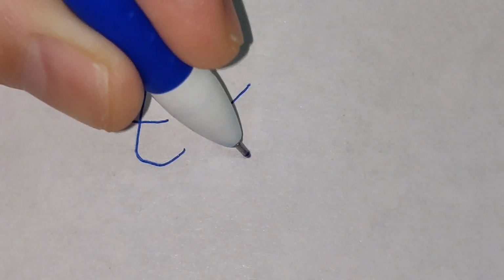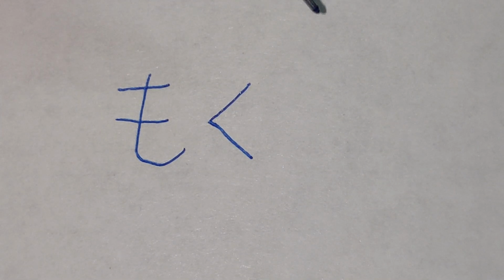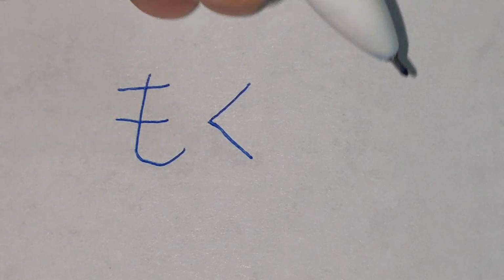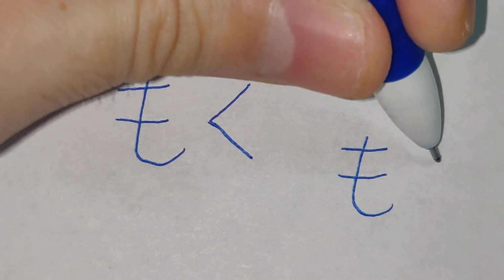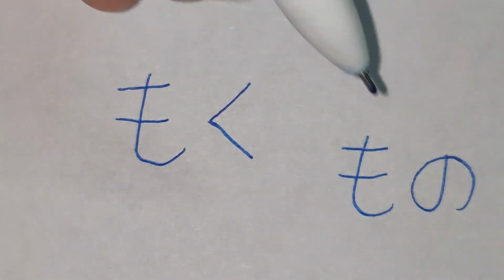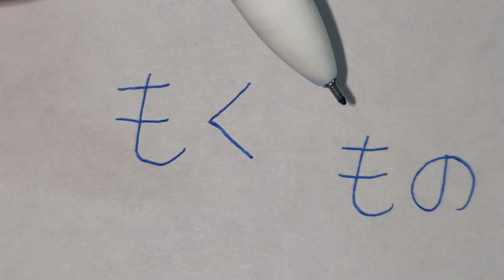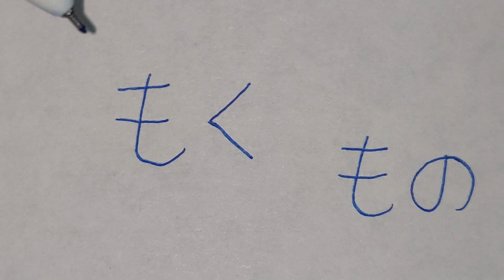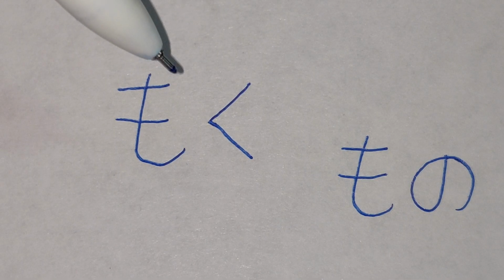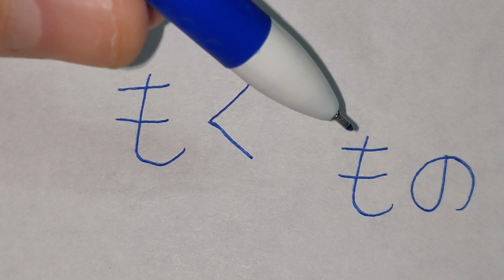Here are some examples. Moku means tree, and mono means thing or object. Moku, mono.